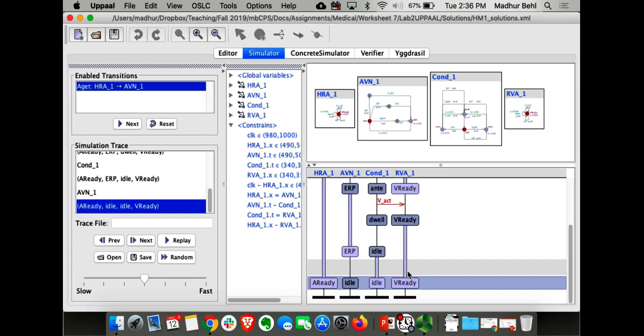So, are you convinced that this is normal sinus rhythm? Any questions in general? Let me pause.